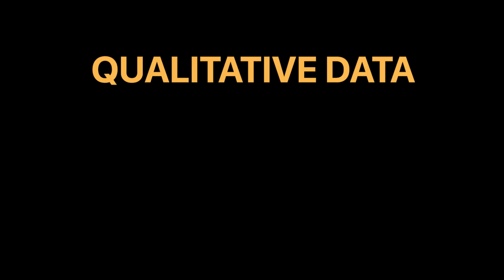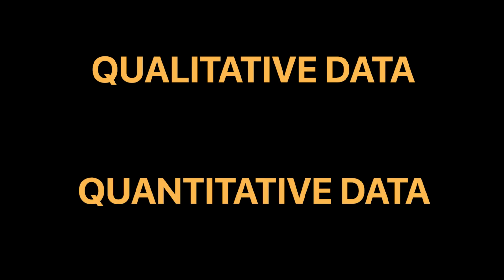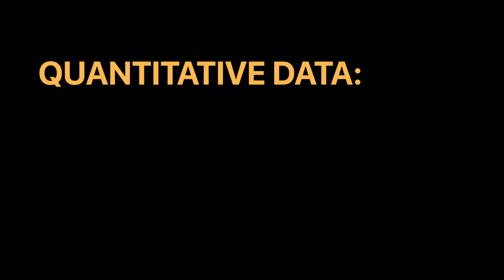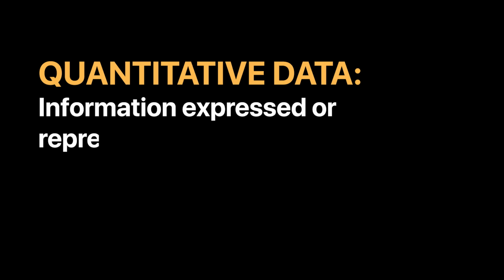So what are the main kinds of data? We have qualitative data and quantitative data. Those are the main two. So let's start with quantitative. Quantitative means that it has something to do with numbers, or more importantly, with quantity.